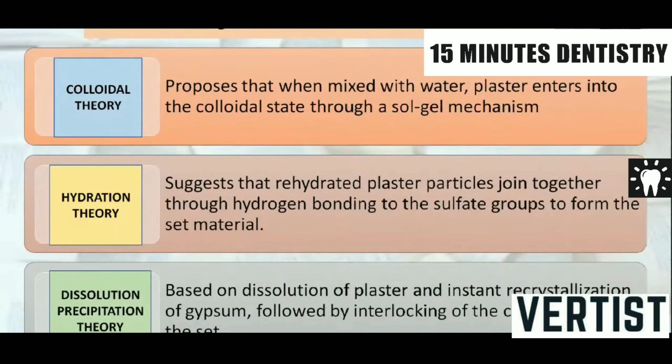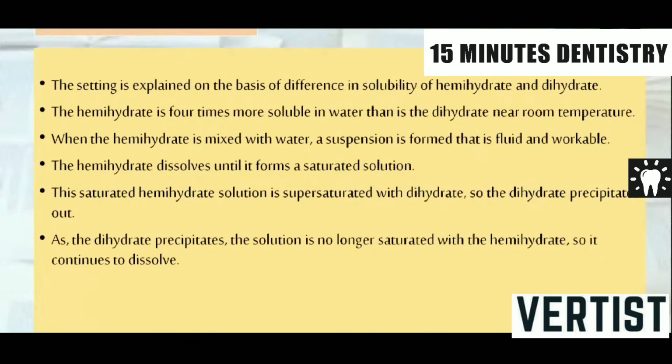What are the theories of setting of gypsum products? There are three theories: the colloidal theory, the hydration theory, and the dissolution-precipitation, or crystallization, theory. How does the crystallization theory work? There is a difference between the solubility of hemihydrate and dihydrate in water. As the hemihydrate dissolves in water, it forms a dihydrate. As the dihydrate precipitates, the solution becomes less saturated, and again more hemihydrate dissolves. That causes a continuous dissolution of the hemihydrate, and this is the crystallization that precipitates the dihydrate.